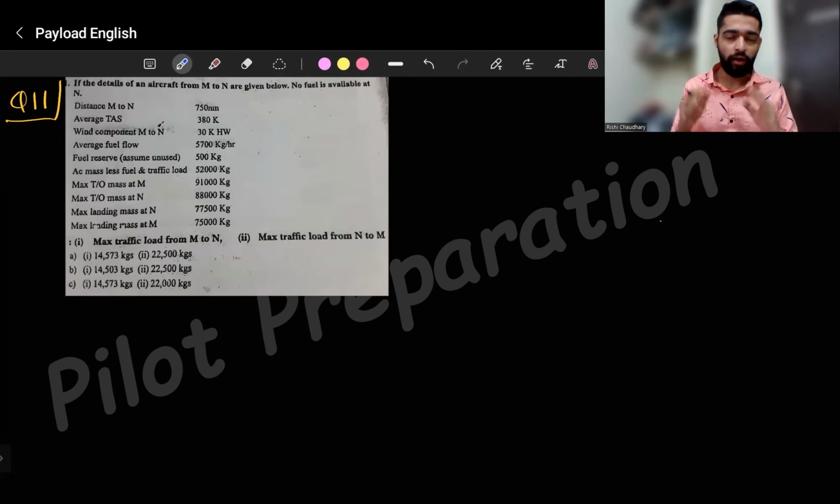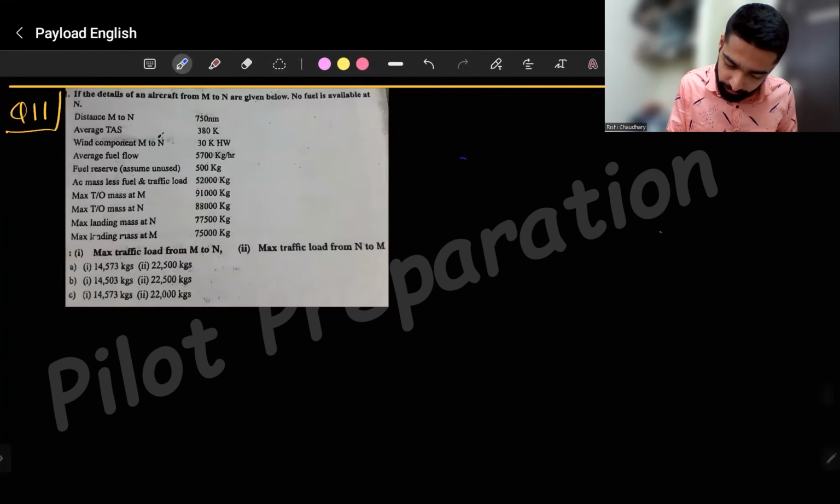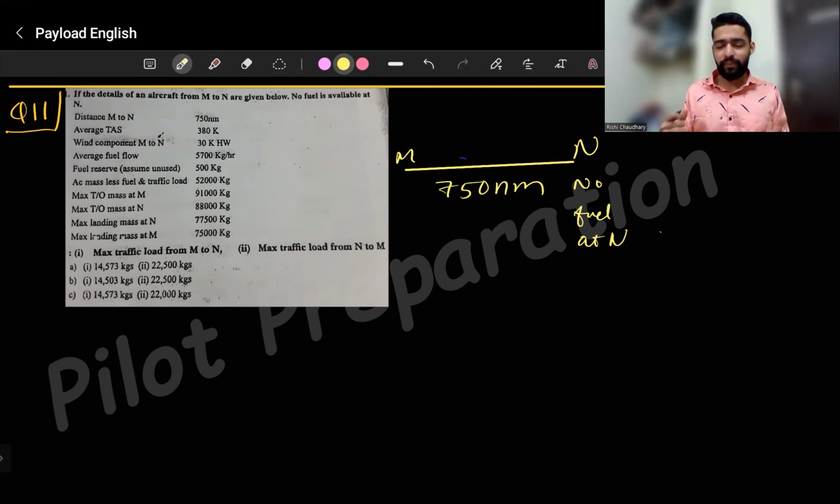Now let's quickly solve our 11th question as well. If the details of the aircraft from M to N are given below, no fuel is available at N. So what I know is that I am going from M to N, and there is no fuel at N, correct? Distance from M to N is 750 nautical miles. Average TAS is 380. Average TAS means true air speed. My speed is how much? 380 knots. So average TAS is 380 means my speed of the aircraft is 380, but will my speed of the aircraft be 380?